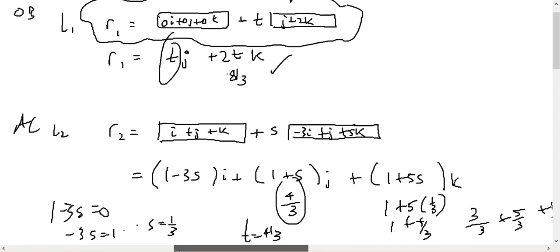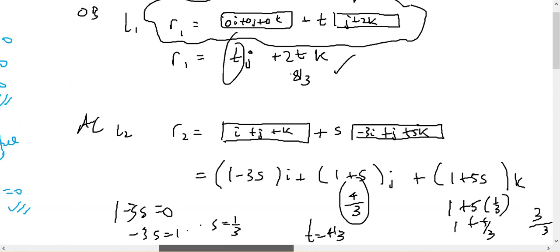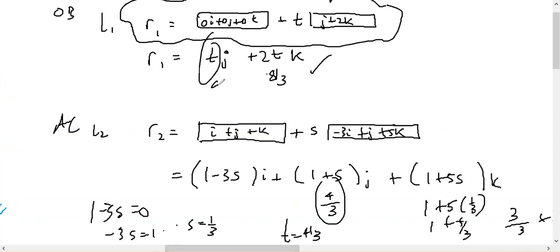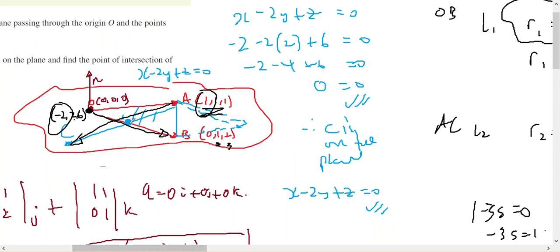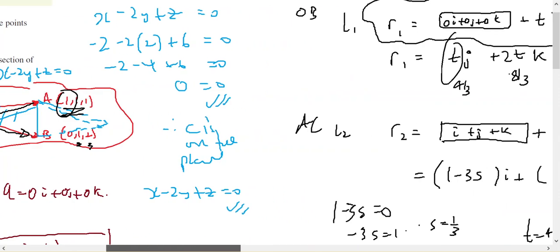I can find the coordinate of the intersection point by subbing in either t equals 4/3 or s equals 1/3 into them. Doesn't matter which one you pick because you get the same point in both. Therefore, R1, when t equals 4/3, is going to be 4/3 in the J plus 8/3 in the K, so 0, 4/3, 8/3 is the position of the intersection point. I'm going to call it point M, the point where those two lines intersect.